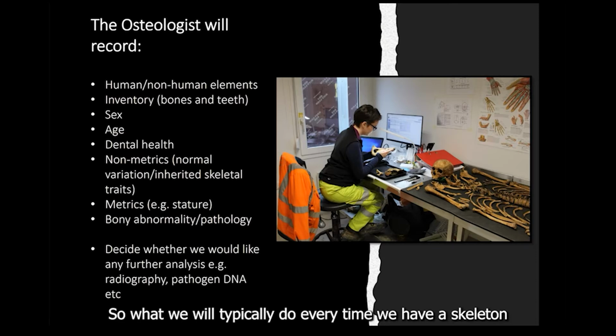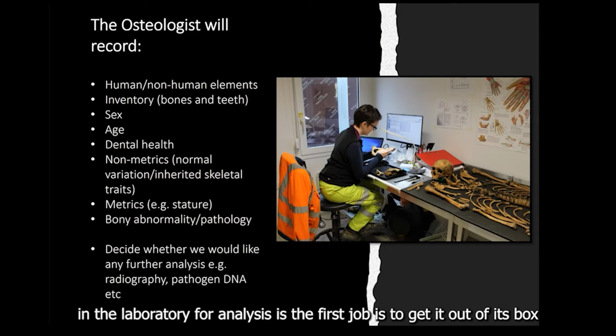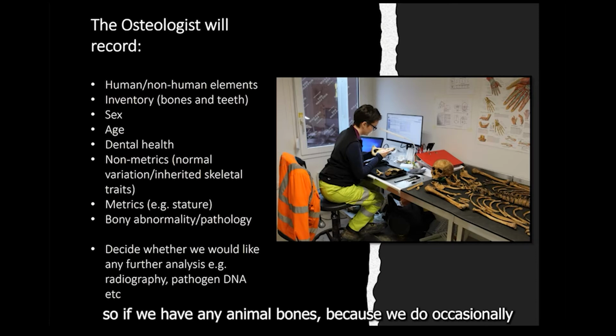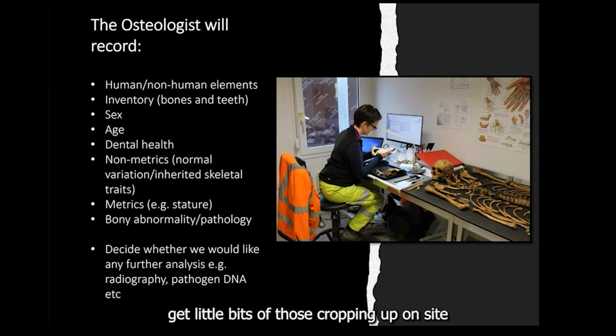So what we will typically do every time we have a skeleton in the laboratory for analysis is the first job is to get it out of its box, to lay it out on the table in an anatomical position, as you can see on the slide. And we will separate out any non-human elements first. So if we have any animal bones, because we do occasionally get little bits of those cropping up on the site, we'll separate those out.